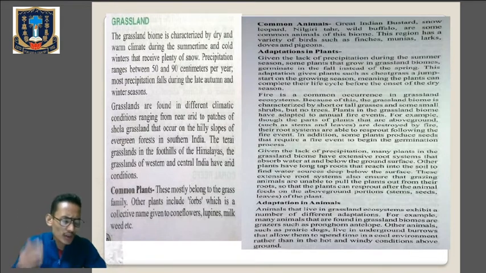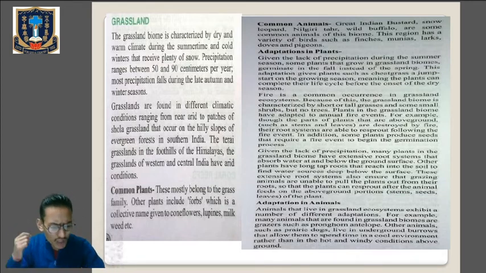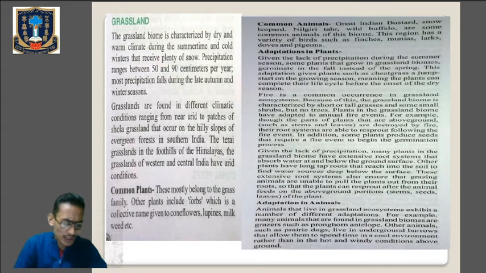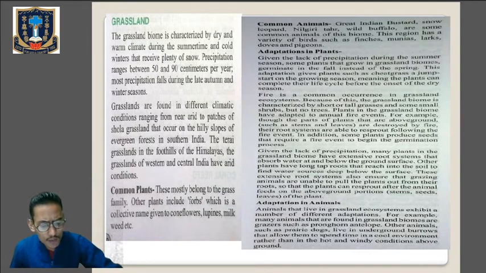So let's talk about the adaptive features present in plants which grow in the grasslands. Given the lack of precipitation during the summer seasons, most of the plants that grow in the grassland germinate in the fall instead of the spring. These adaptations give plants such as jute grass a jump start on the growing season, meaning the plant can complete their life cycles before the onset of the dry seasons.